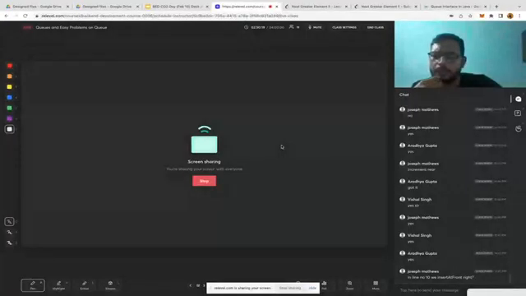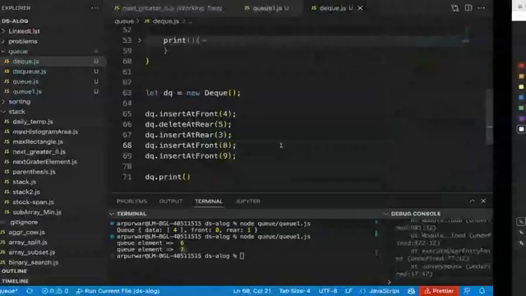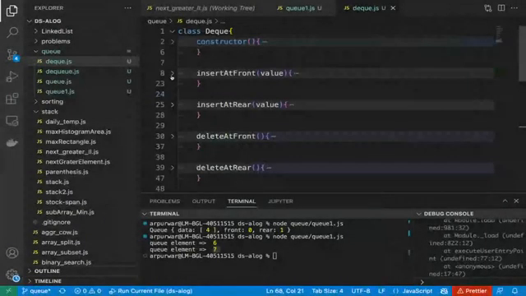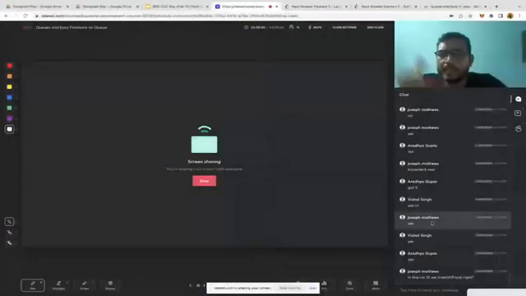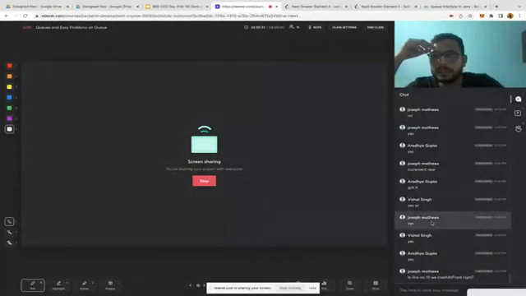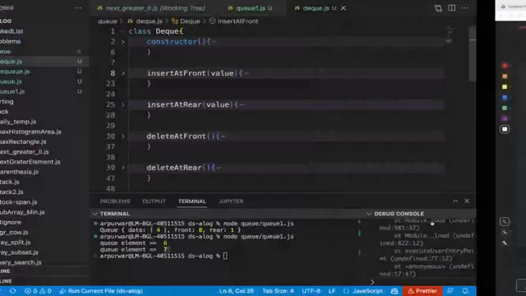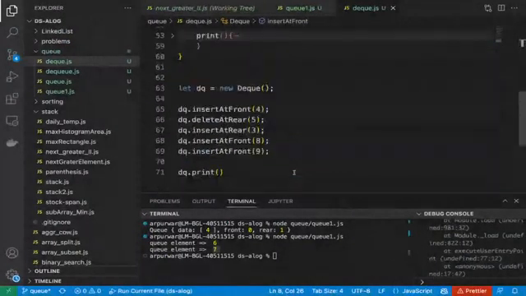Line number 10, we inserted front, right? Line number 10, inserted rear. It's empty, right? So always when the queue is empty, we start from the back side. Okay, you first tell me the answer for this scenario.